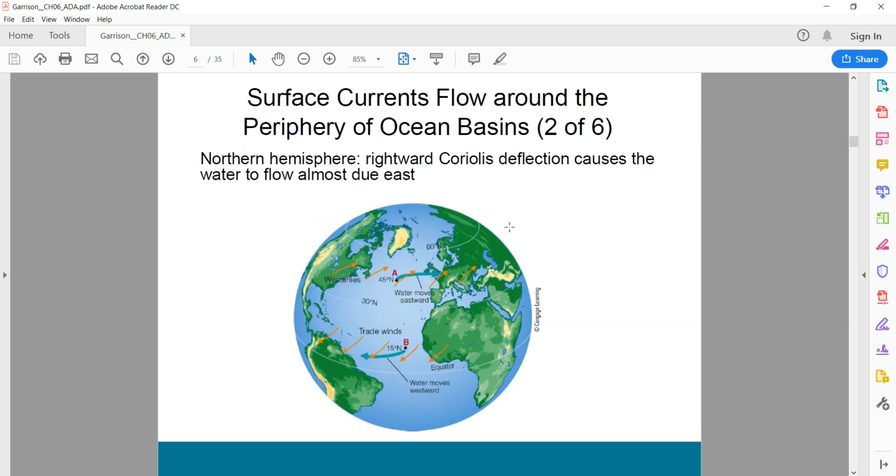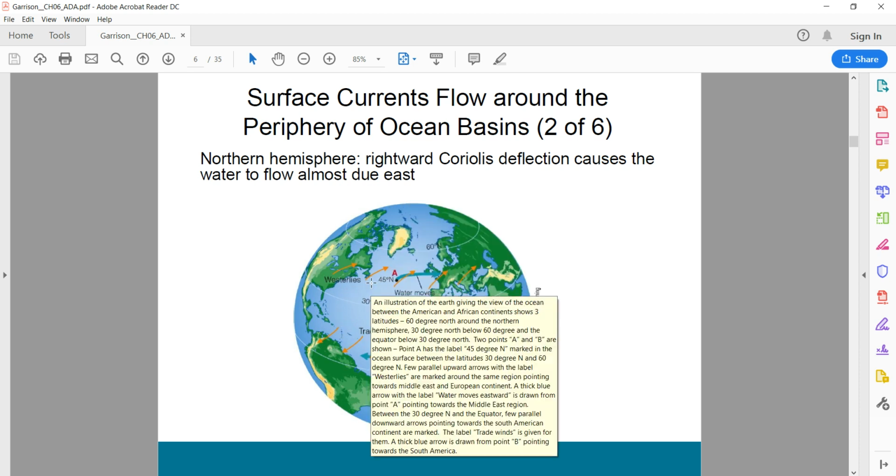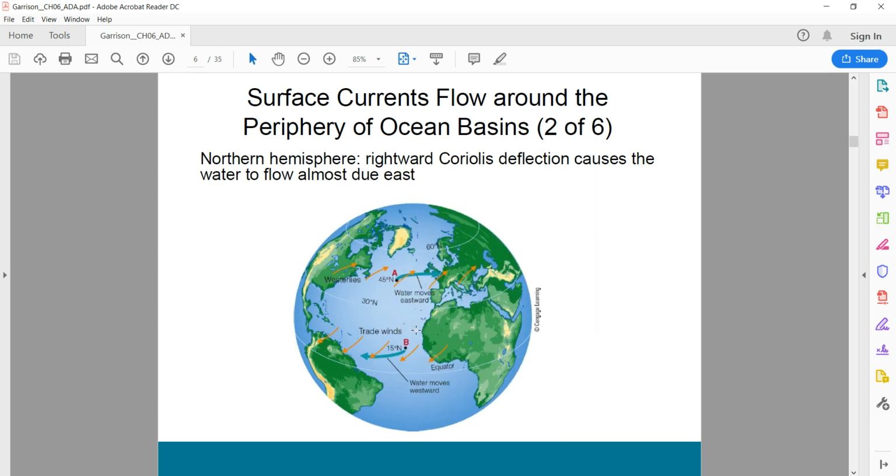So this is again surface current flowing around the periphery of ocean basins. The surface current is just moving around, and it comes in contact with the shoreline of these different continents, and that is also responsible for the change in the direction of this current. But the majority impact that defines the direction is coming from the Coriolis effect.